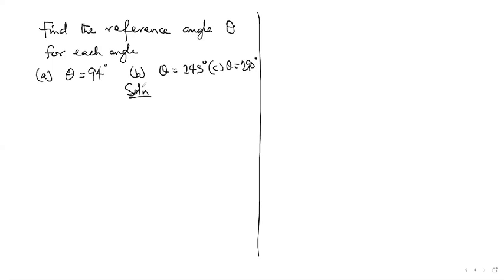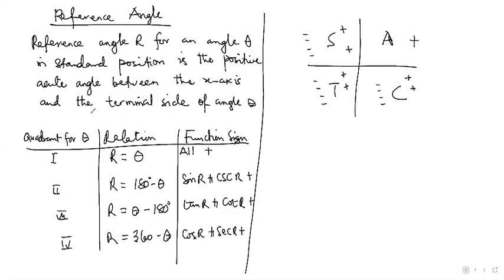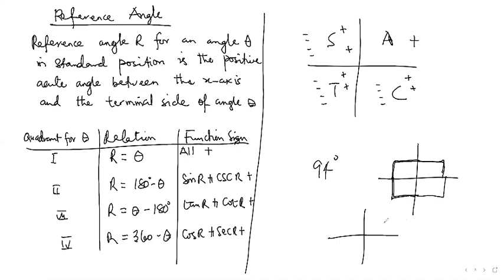So first of all, if you want to use the table that we used in the previous example, you will see for theta equal to 94. Let's go back and see. For theta being 94, you realize that 94 is in the second quadrant because this is 90, second 90, third 90. So 90, 180, 270, 360. And so 94, you realize that it will be in this quadrant.